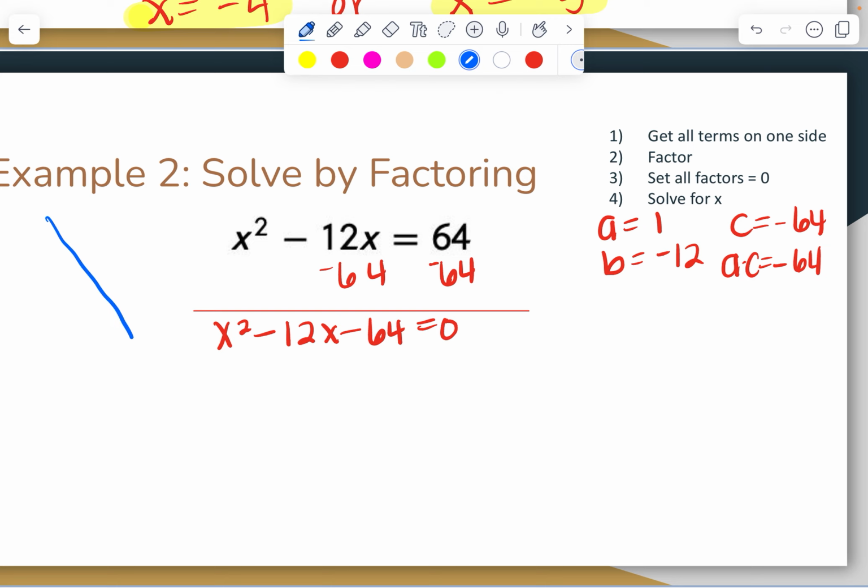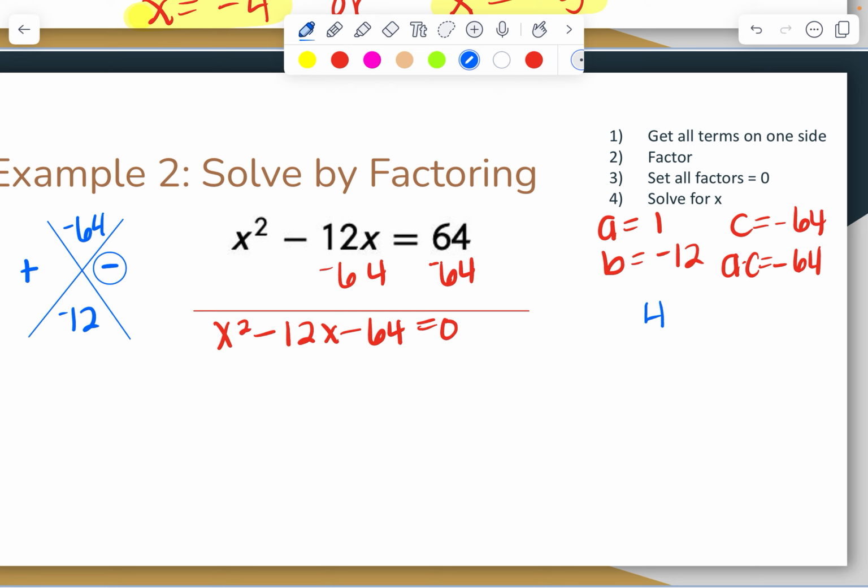And I'm looking for two numbers then that will multiply to give me negative 64 and add to give me negative 12. Since the top and the bottom are both negative, that means we have a positive and a negative factor. And in this case, since we're adding to negative 12, our negative number is going to be our bigger number. So now we're looking for two factors of 64 that multiply to give me 64. Remember, we're ignoring the signs now. Multiply to 64 and subtract to give me 12.